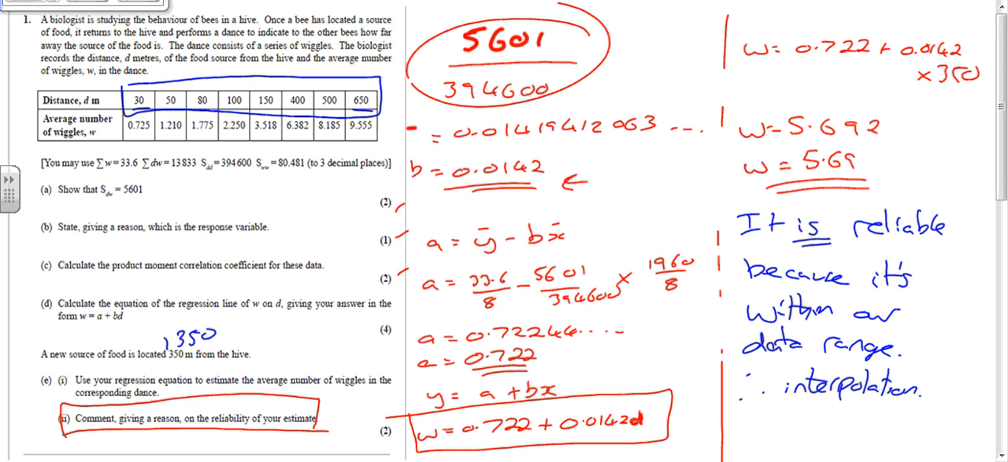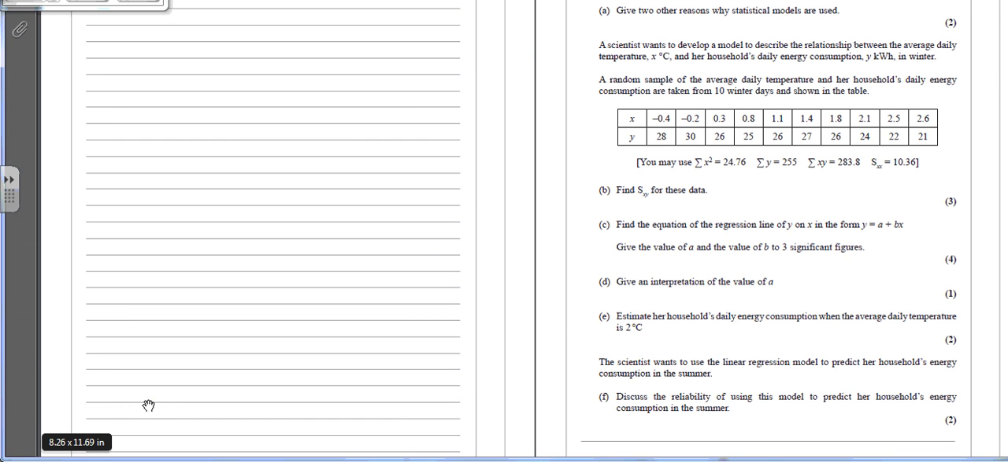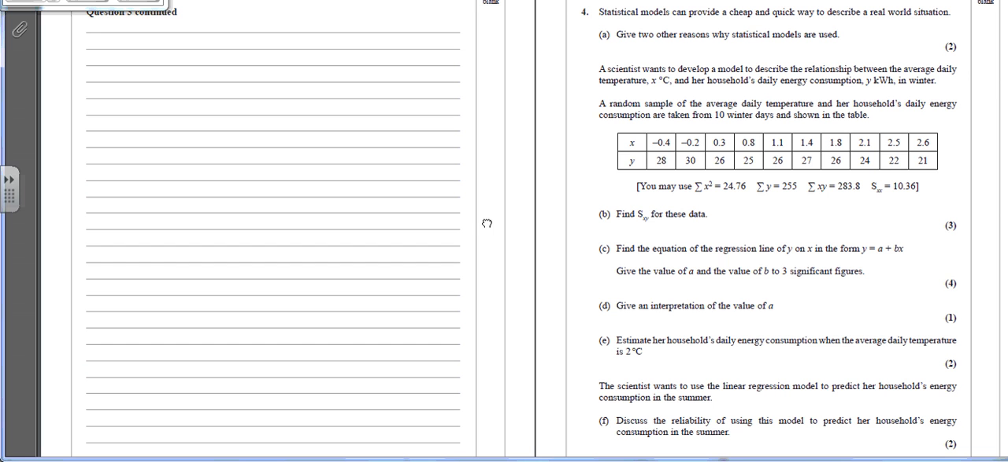If it's inside the data range, it's what we call interpolation. Outside the data range, extrapolation. I think we should see an example of that in the next question. But yes, that's how to do that sort of question there. Now, let's have a look at the 2015 one and see whether there are any similarities.